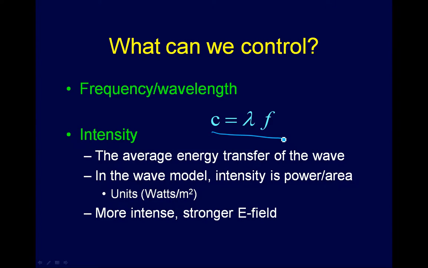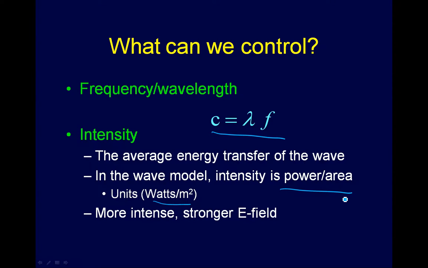The other thing is the intensity, and this is something that we learn in our first year physics, but I think sometimes we don't have the best grasp of it yet. This is the average energy transfer of the wave. Our actual units of this would be watts per meter squared, or power per area. What that really means, the way I like to think about it, is how much energy you are supplying to some area per second.